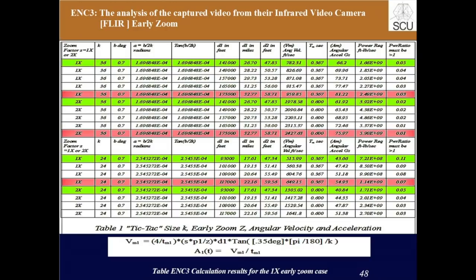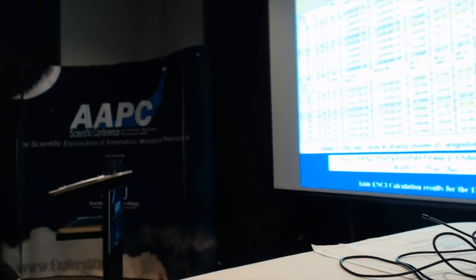In the late zoom, anyhow, I don't want to belabor this too much, but again, the Gs are 43 Gs, and I talked about G capability and how a human could never survive that. And the F-18 only has, at best, 11% of what it takes to do that.